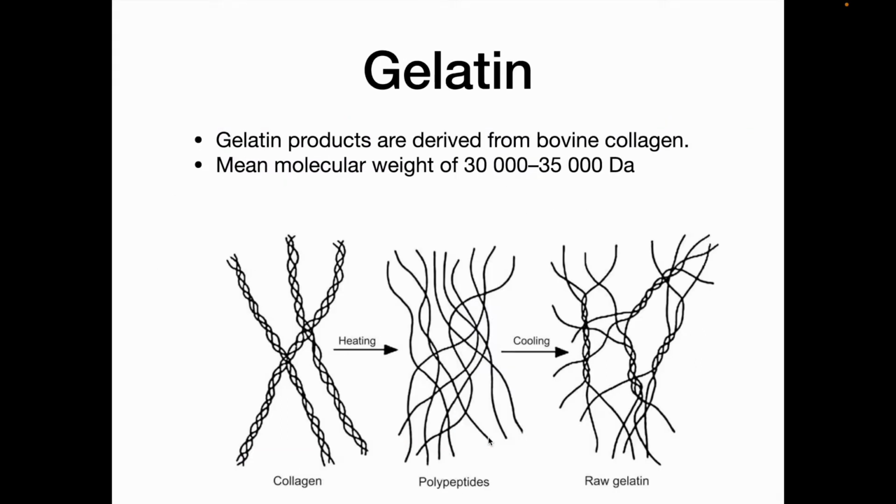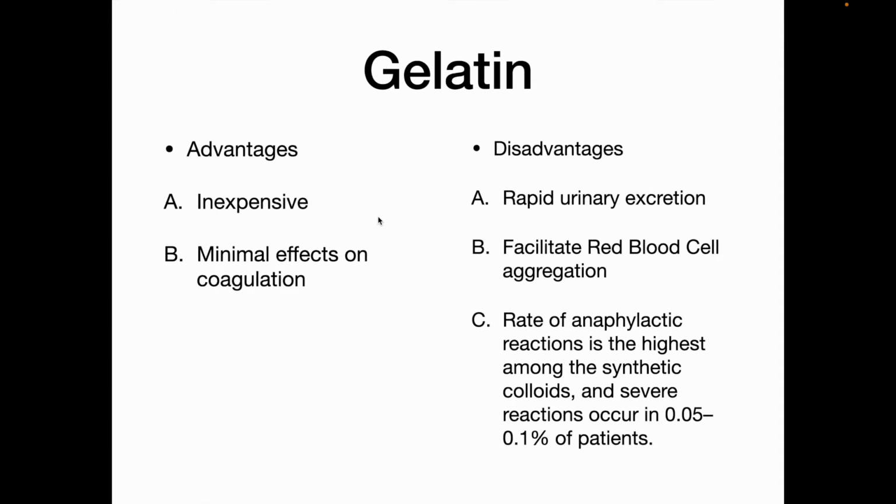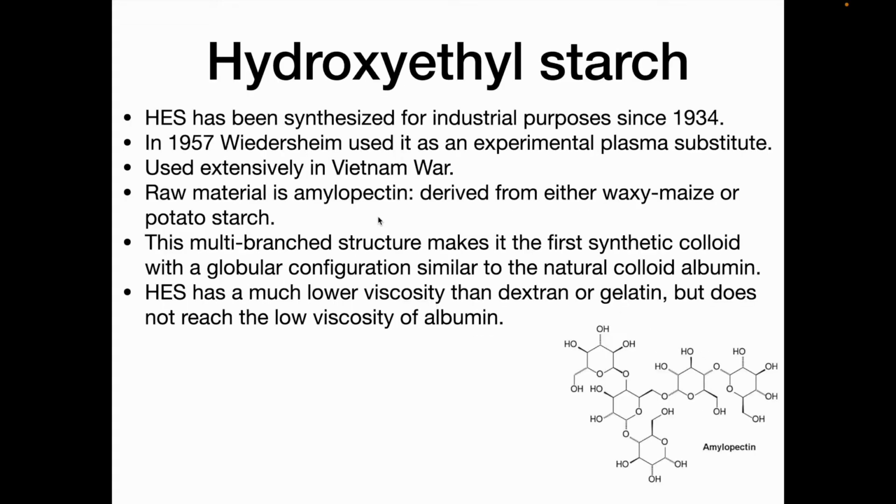The next is gelatin. Gelatin is produced from bovine collagen, where initially it is heated. After that, cooling is done, resulting in what is called raw gelatin. It has a mean molecular weight of 30 to 35 kilodaltons. The advantages are that it is inexpensive with minimal effects on coagulation. However, the major disadvantages are rapid urinary excretion, facilitating red cell aggregation, and the rate of anaphylactic reactions is highest. Up to 1 in every 1,000 patients receiving gelatin develop some kind of anaphylactic reaction.